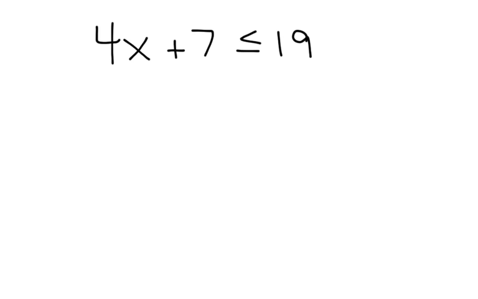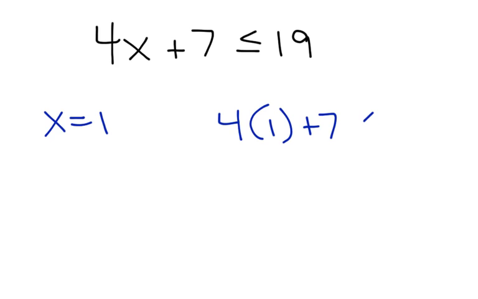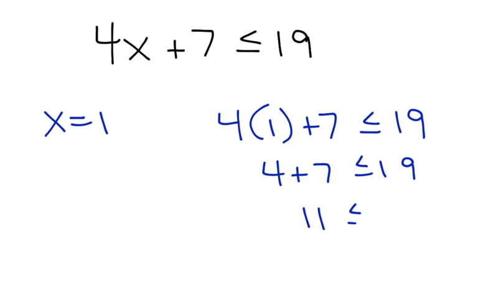4x plus 7 is less than or equal to 19. And you may have been given values of x to test, where you would plug them in and determine if they made the inequality true or false. For example, if I gave you x equals 1, and you plugged in 1 in place of x, you would determine if this inequality was true or false. Well, 11 is less than or equal to 19. That is true. So we know that x equals 1 is in the solution set to that inequality.